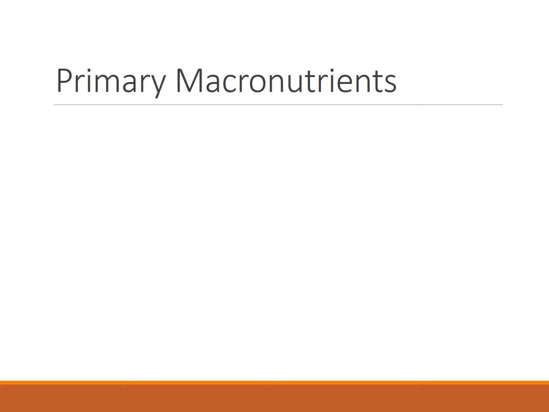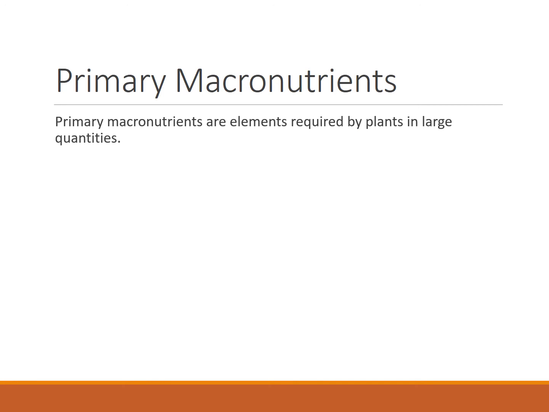Another group of essential nutrients or elements is referred to as the primary macronutrients. So if we look at that word macronutrient, macro means large quantity. So these are nutrients that are used by the plant in very large quantities.